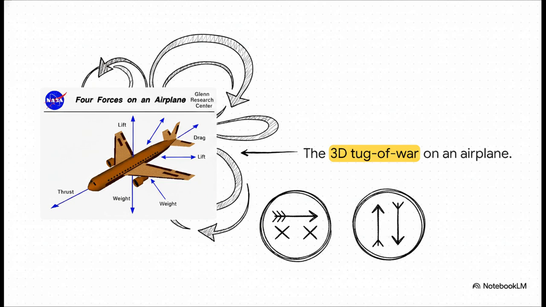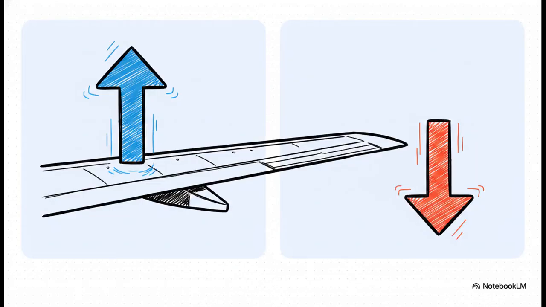Now, to really grasp how a pilot actually controls the plane, we have to break this massive 3D tug-of-war down into two completely separate battles that are happening simultaneously. The first battle is vertical. It's lift versus weight. Lift is that crucial upward force, passing over and under the wing that supports the airplane in the sky. Opposing it is weight, which is just the unyielding force of gravity constantly trying to pull the mass of the aircraft back down to Earth. Simply put, for a plane to even leave the ground, lift absolutely has to conquer weight.